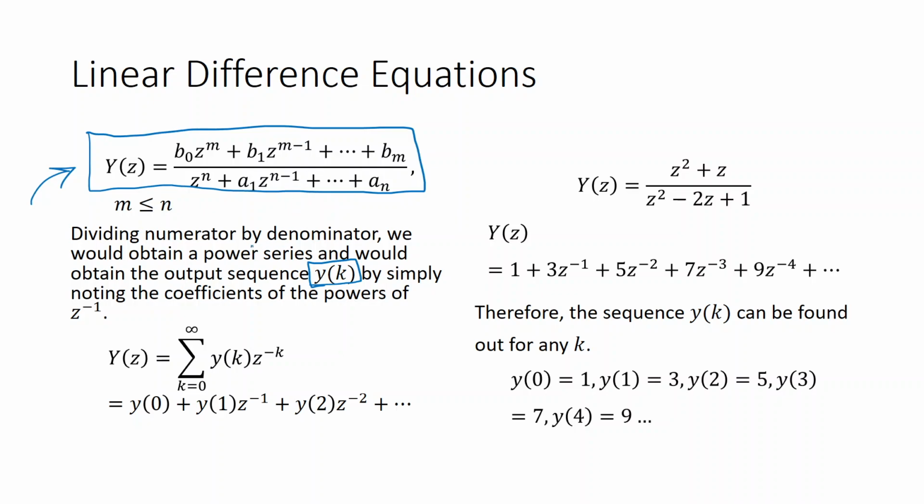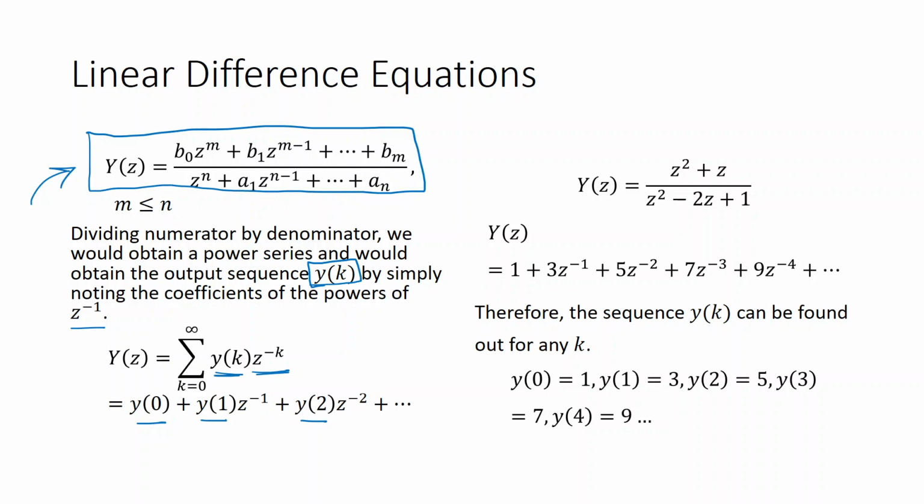Here we can divide this numerator by the denominator, and what we will get is a sequence with different coefficients in the powers of z to the power of -1. Basically we will get a sequence with powers of z^-1, z^-2, like that. And you know that if Y(z) is like this, that means the sequence y_k you have been able to extract out. The y_k sequence is y0, y1, y2, like that.